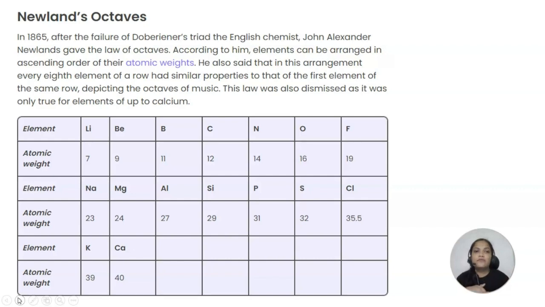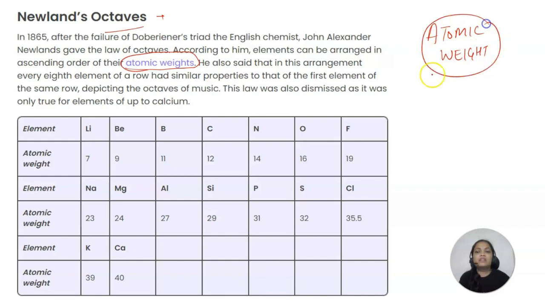Next was Newlands' octave. Newlands gave us the law of octaves. Octaves you might have heard, like musical notes also have octaves. According to him, he also arranged the elements in order of increasing atomic weight. Can you see that atomic weight was taken as the criterion earlier for the classification of elements, and this was started by Dobereiner. Octave means that when arranging the elements in increasing order of atomic weight, every eighth element had similar properties to that of the first element.